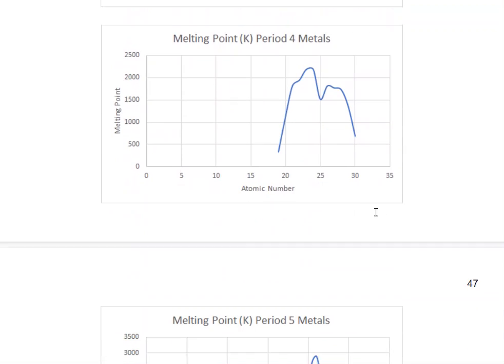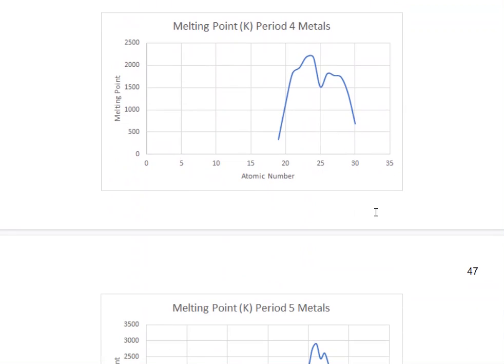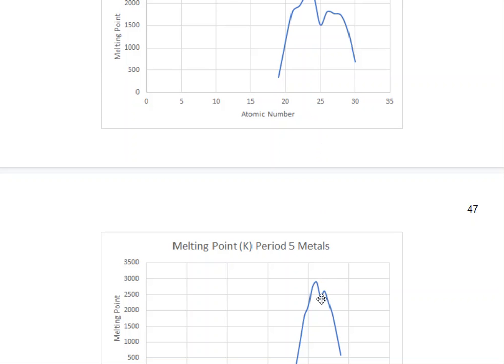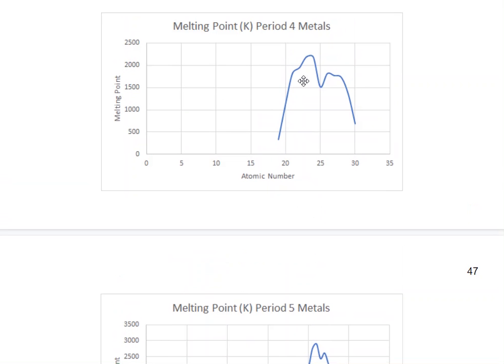Now when we look at our period 4 and our period 5 metals, we see that there's a trend where we're increasing, and then we dip down. And for period 4 metals, that occurs at atomic number 25, which is Mn. And if we look at period 5 metals, we have a similar dip here that corresponds to Tc, which is underneath Mn. So there must be something about the attractive forces that are a little bit weaker there. It could be the arrangement of the electrons. There's more electron-electron repulsion. Something like that could cause that.